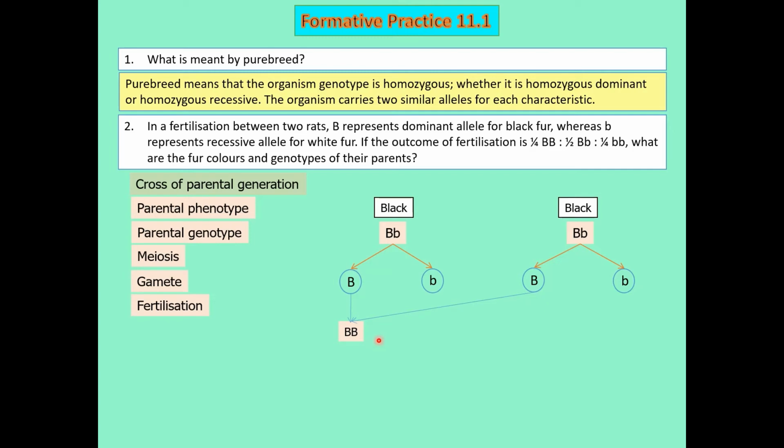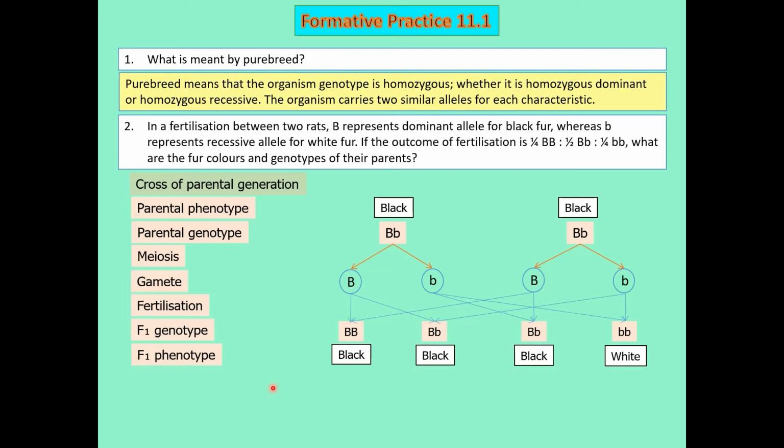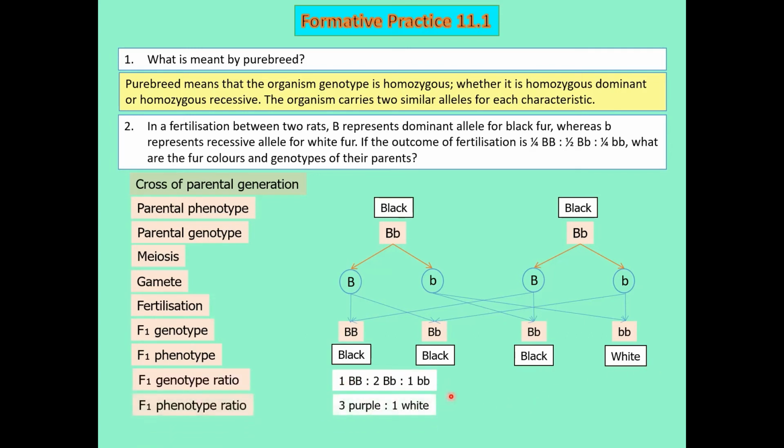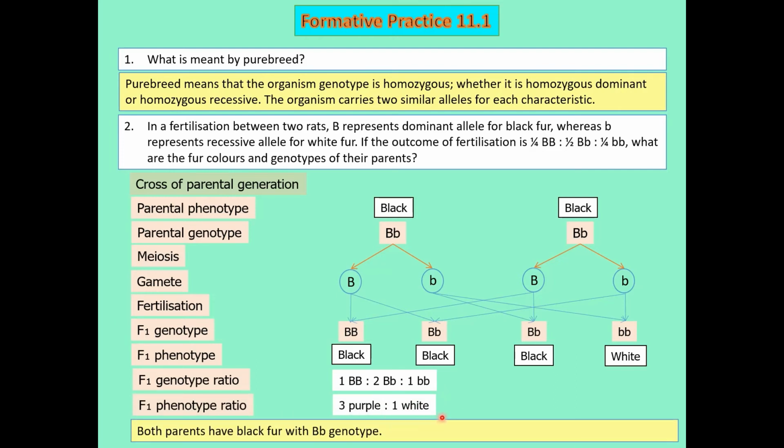This one is homozygous dominance. This is heterozygous dominant, and this one is homozygous recessive. So this is filial 1 generation or F1 genotypes. This is the phenotypes, black, this one also black, this one's black, and this one is white. Okay, this is the genotype ratio 1:2:1. Phenotype ratio is 3 black, 1 white. So both parents have black fur with big B, small b genotypes.